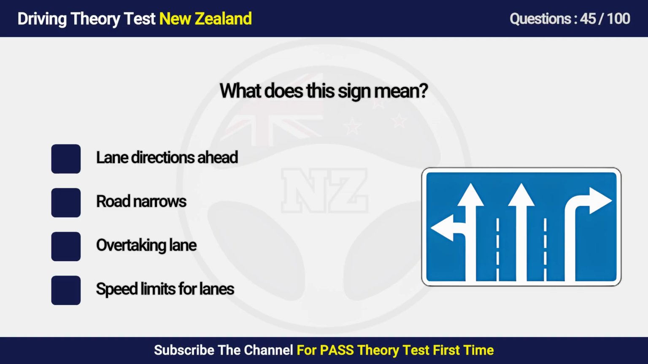A. Lane directions ahead. B. Road narrows. C. Overtaking lane. D. Speed limits for lanes.